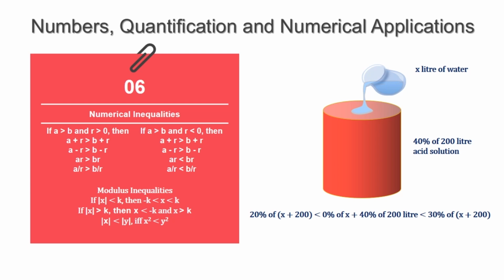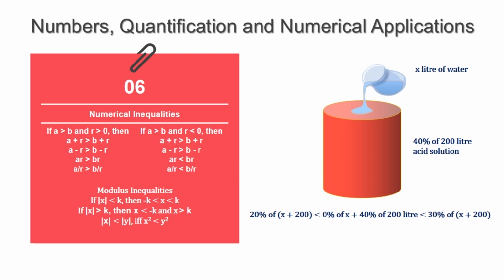If both sides of the inequality have modulus, better to square both sides and complete the question. In this, one important question will come for making inequalities in applications. For example, 40% acid solution in 200 liters is present. When you add x liters of water to that, the mixture has acid solution of 20% to 30%. For this combination, you have to make an equation like this. In water, there is only 0% acid, so we write 0% here.